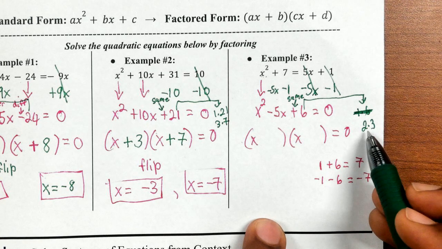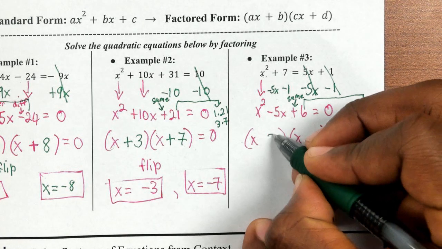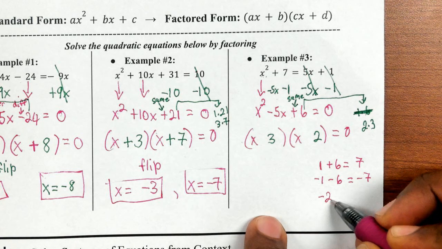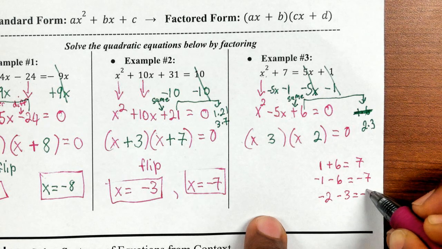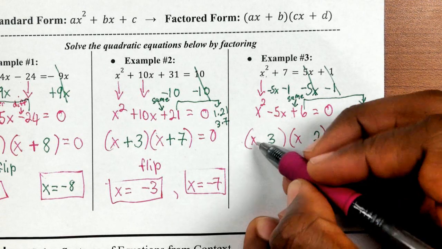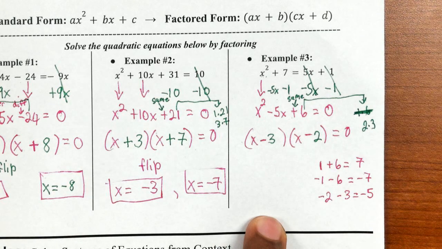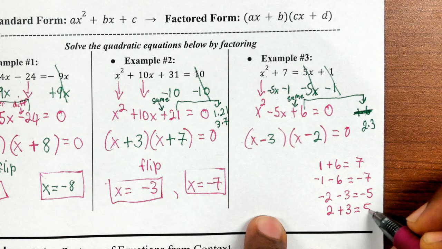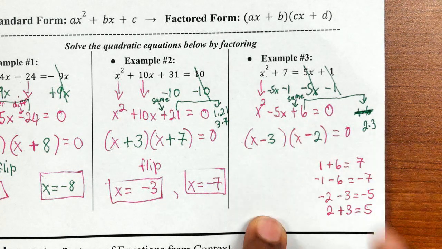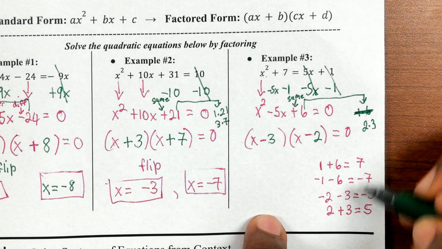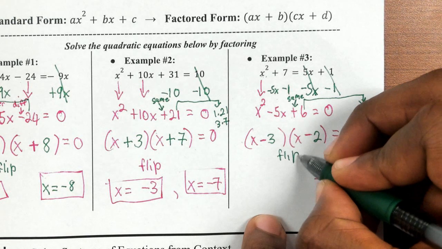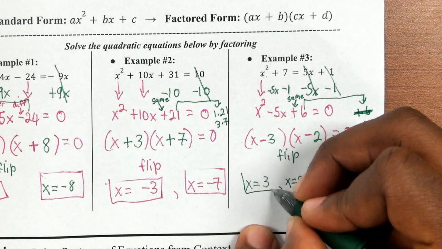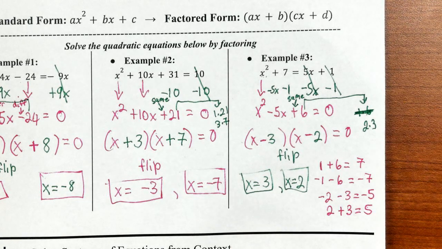So it has to involve our 2 and our 3. I need to figure out the signs, however. If I had a negative 2 and a negative 3, that does give me negative 5. So I would have 2 negative signs inside of the parentheses, because if I had 2 positive signs, that would give me positive 5, not a negative 5. So that's how you can deduce it. Now we're going to flip. So my 2 x values are positive 3 and positive 2. So again, guys, just like that.